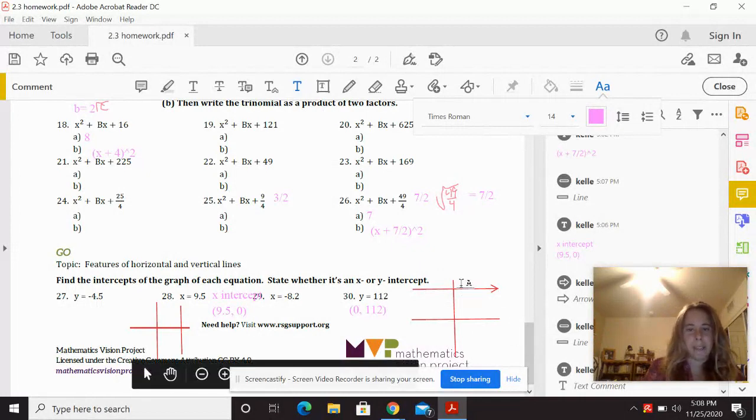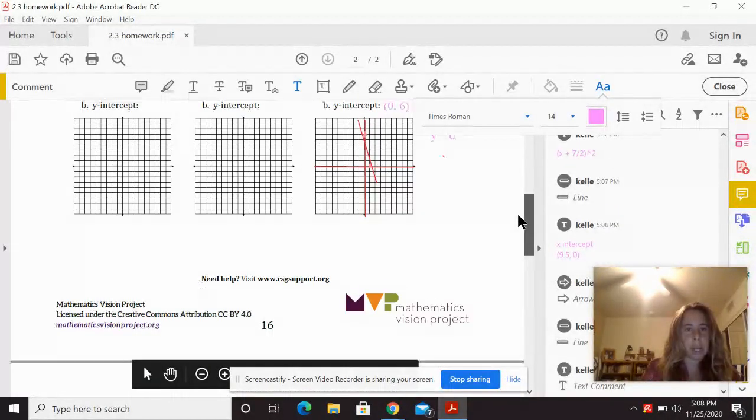Once again, you don't have to draw the graph, but if it helps you, go for it. All right, I think that's all I have for you for that one.